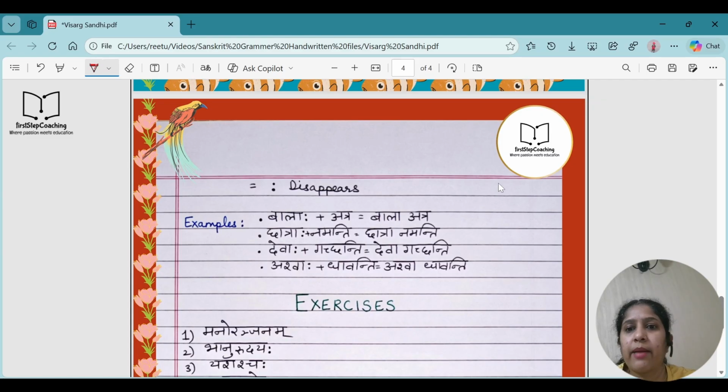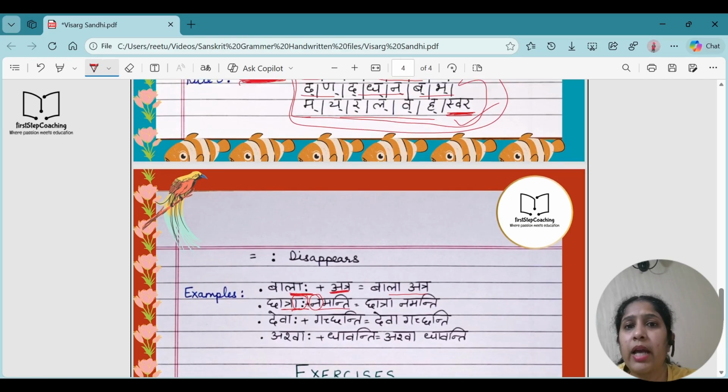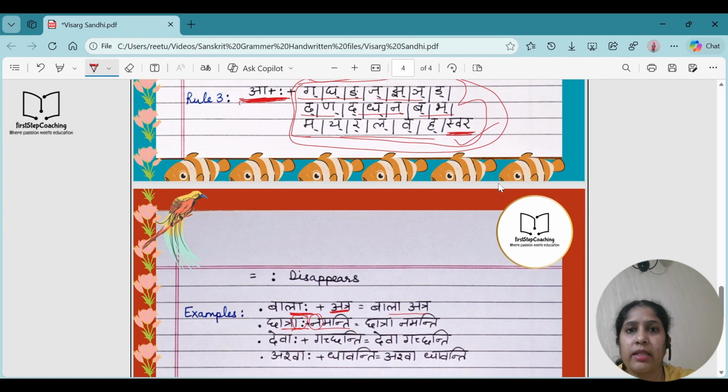Like if you see the example, it is balaha and atra. Balaha is ending with the a ki matra and a visarg, and the second word is starting with any swar, right? So what will happen? It became bala atra. Like if you see chhatraha namanti, the first word is ending with the a ki matra and a visarg, and the second word is starting with na. And we had na in our options. Yes, we had. So that means it is satisfying the rule of lop sandhi. So it will become chhatra namanti.